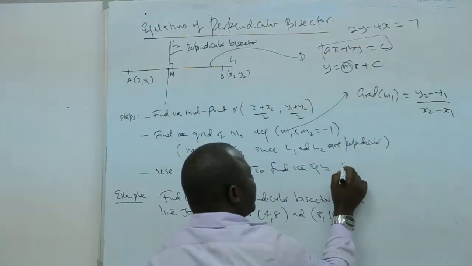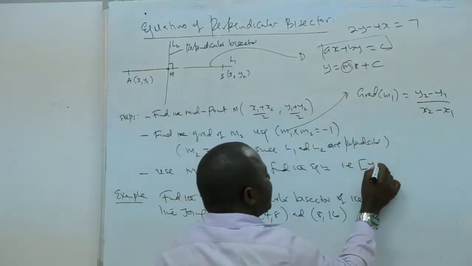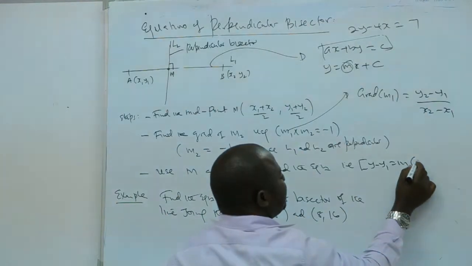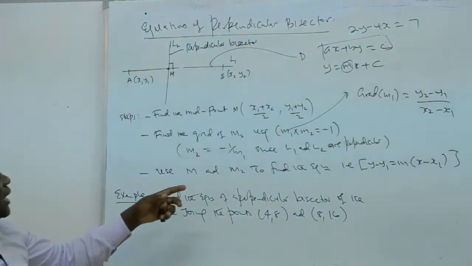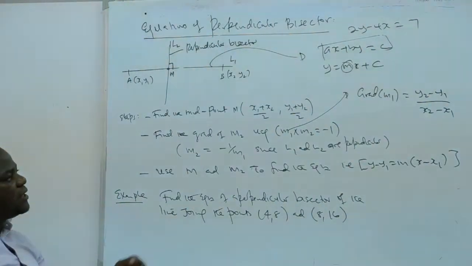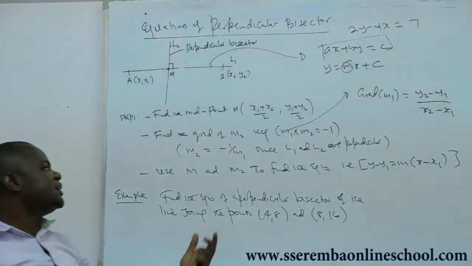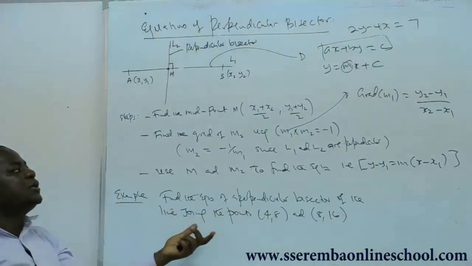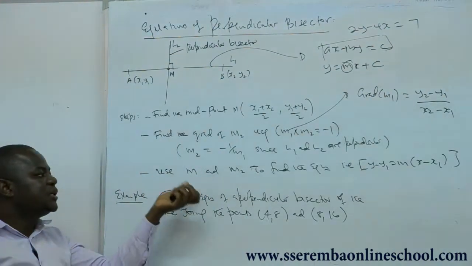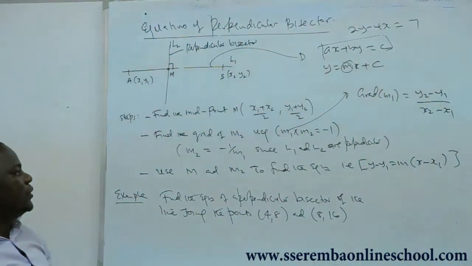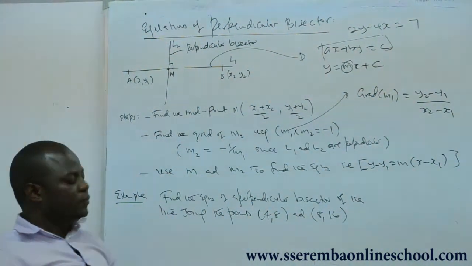That is, we are going to use y minus y1 is equal to m into x minus x1. That's the idea. So from there, you can find the equation of the line. Let us look at the example and then see. In case you want to get it, you can just replay this video, or you can pause, write, and then we go on. So that is what we are saying.